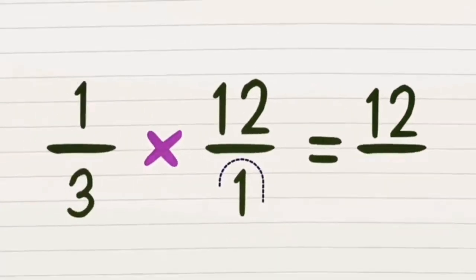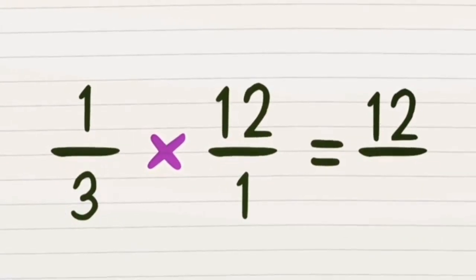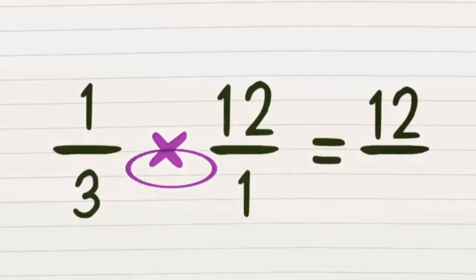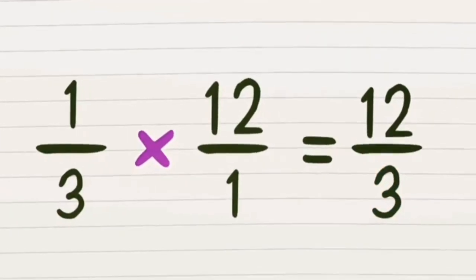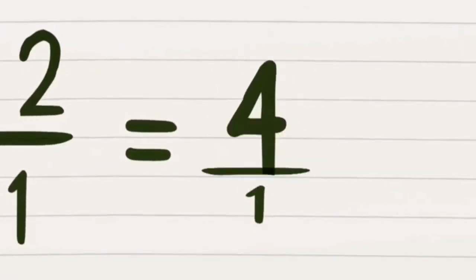Now multiply the numbers on the bottom side together. The answer that we get is now the new denominator. So 3 times 1 becomes 3. Before, we have 12 over 3, for an answer of 4.